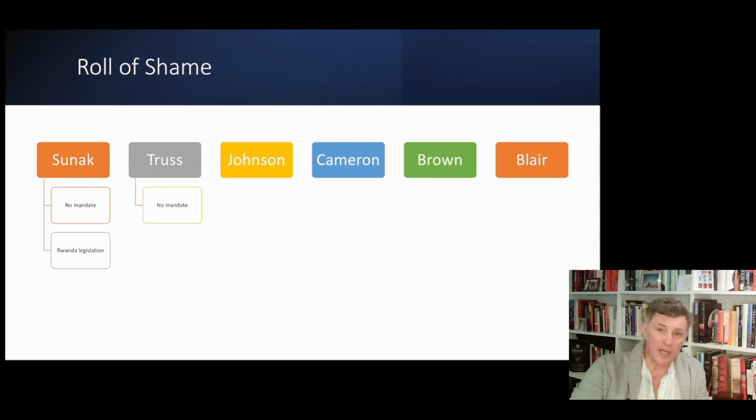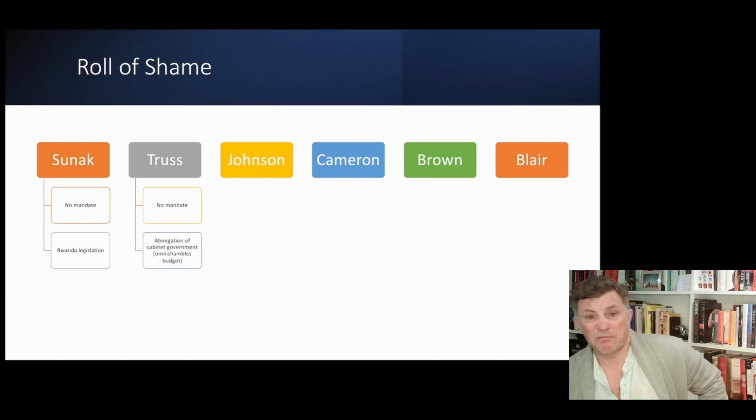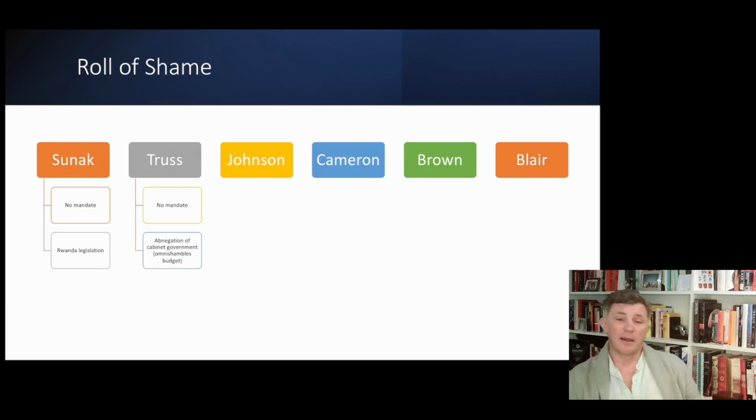Truss, well, again, she had no mandate, didn't win an election. And then embarked upon the omnishambles budget, where she essentially just bypassed cabinet entirely. Cabinet was not involved in that decision at all. So again, we're seeing recent prime ministers just essentially ignoring the constitution.